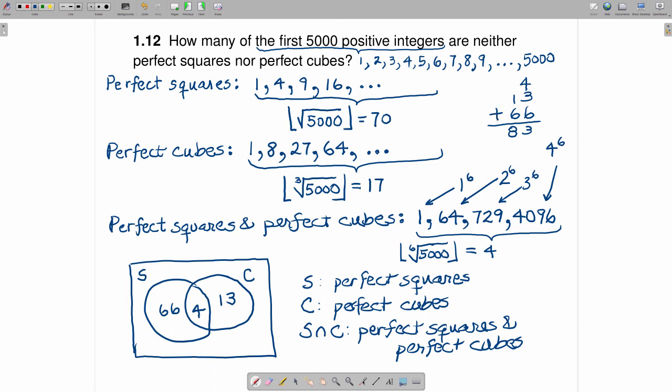We know there must be a total of 5,000 in these 4 different pieces of the Venn diagram. So if these add to 83, we take 5,000 minus 83 and get 4,917. 4,917 is the number that fall outside of S union C. That is the number that answers the question, because we want to know how many of those first 5,000 are neither perfect squares nor perfect cubes. That's the number that fall outside of here. So the answer to the question is 4,917.